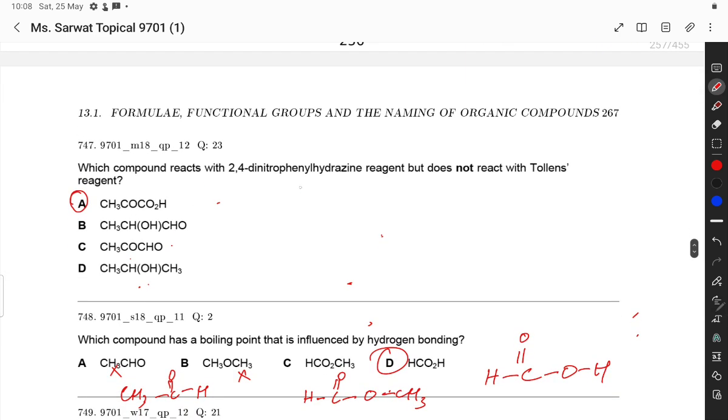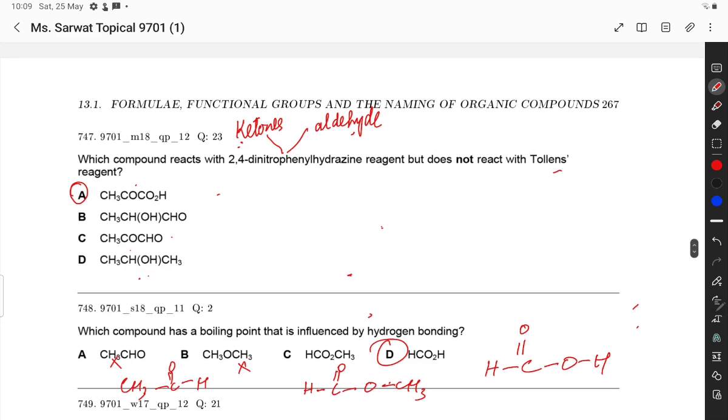Which compound reacts with 2,4-dinitrophenylhydrazine reagent but does not react with Tollens' reagent? We know that 2,4-dinitrophenylhydrazine is the test for carbonyl compounds, both aldehydes and ketones. But Tollens' reagent and Fehling's solution do not react with ketones but give a positive test with aldehydes. So he asks which compound reacts with 2,4-dinitrophenylhydrazine reagent but does not react with Tollens' reagent.